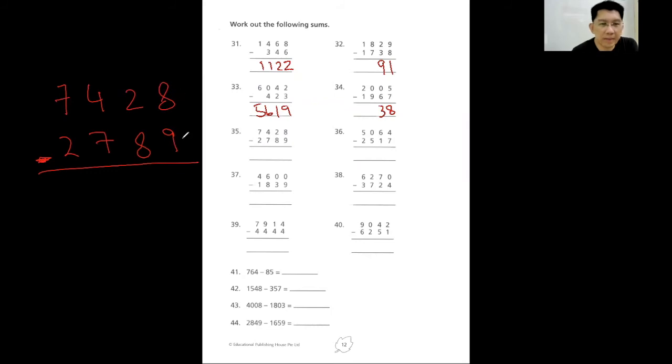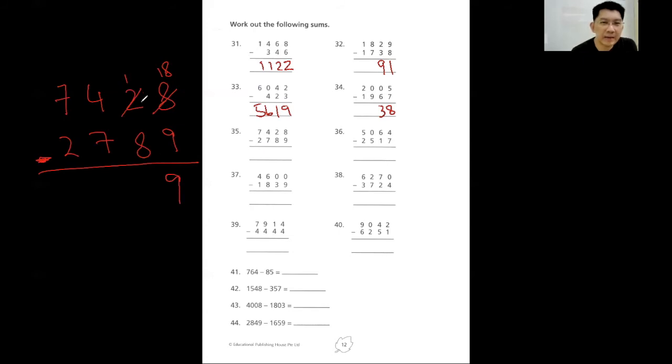8 minus 9. 8 is smaller than 9. Okay, again, we need to borrow from here. Now, if I take one from here, you only have one left. And because I borrow 1 means I get 10. 10 plus 8 is 18. Okay. Now, we can do this group. 18 minus 9 is 9.